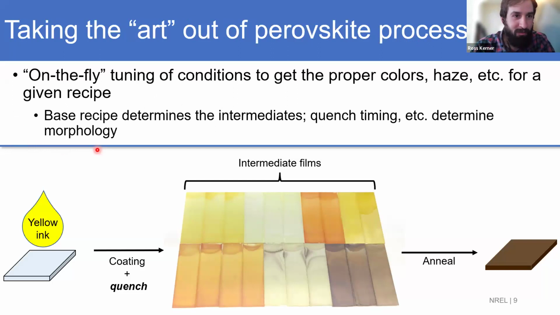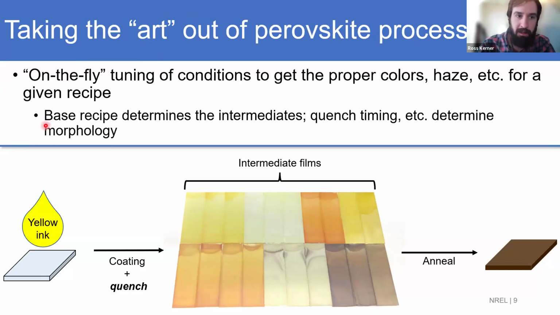And so there's an art in perovskite processing. A lot of people have an on-the-fly tuning strategy to get their conditions right. And they can just look by eye, or maybe they have so much experience they know from other SEM what things look like and what they need to tune to get a good film.